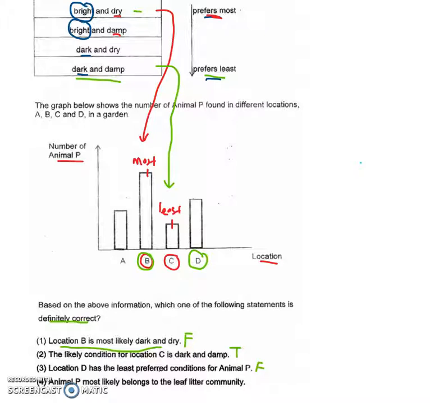And animal P most likely belongs to the leaf litter community. So it likes location B, which is bright and dry. But a leaf litter is dark and damp. So therefore this is false. If you look at the answers, false, true, false, false, definitely correct. So the answer is number 2.